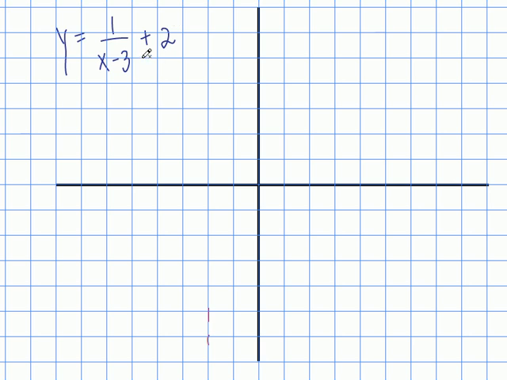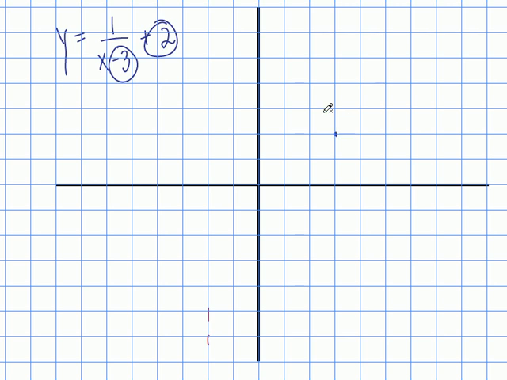What would it do? Well, what does this thing do right there? It moves it where? To the right 3 places. What does this thing do? Moves it up 2. So my origin was here, isn't it? Where's it going to be? It's going to be at 3, 2. You see that?